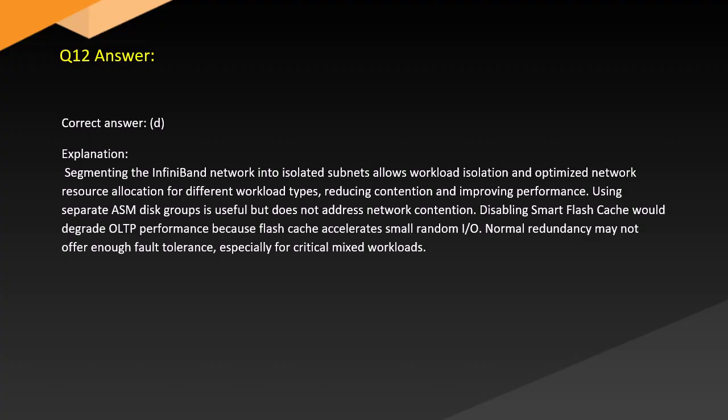Answer. Correct answer. D. Explanation. Segmenting the InfiniBand network into isolated subnets allows workload isolation and optimized network resource allocation for different workload types, reducing contention and improving performance. Using separate ASM disk groups is useful but does not address network contention. Disabling smart flash cache would degrade OLTP performance because flash cache accelerates small random IO. Normal redundancy may offer enough fault tolerance, especially for critical mixed workloads.